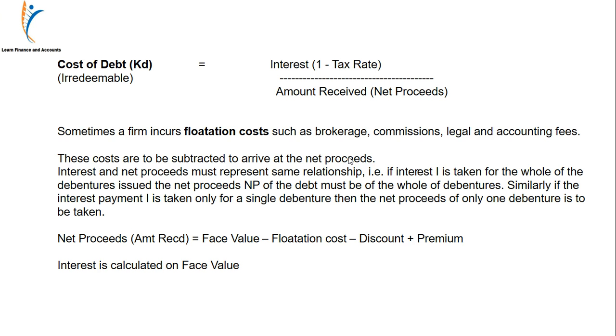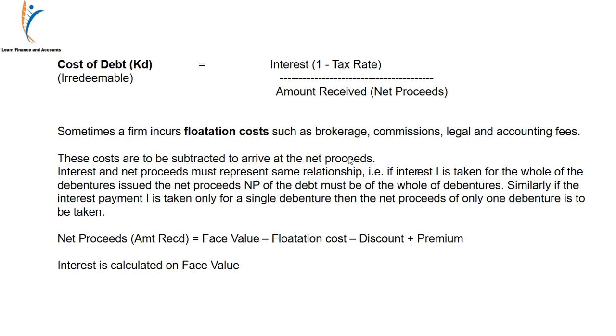Sometimes the legal fees has to be paid by the company to get money. How? Say it is issuing debentures, and for every debenture of 100 rupees, a non-judicial stamp of rupee 1 has to be affixed on that certificate. So this is the legal fees that is being paid. Sometimes accounting fees has to be paid. So all this is known as flotation cost. Now this flotation cost is to be subtracted from the face value to arrive at the net proceeds.